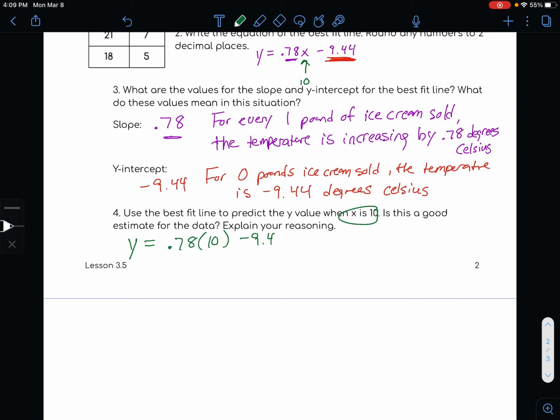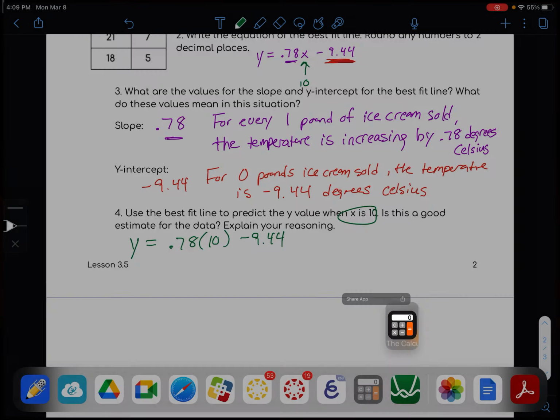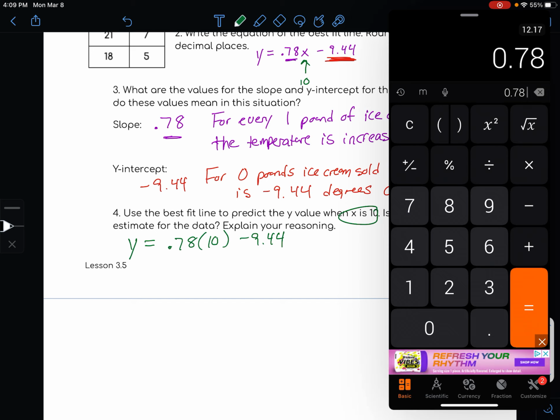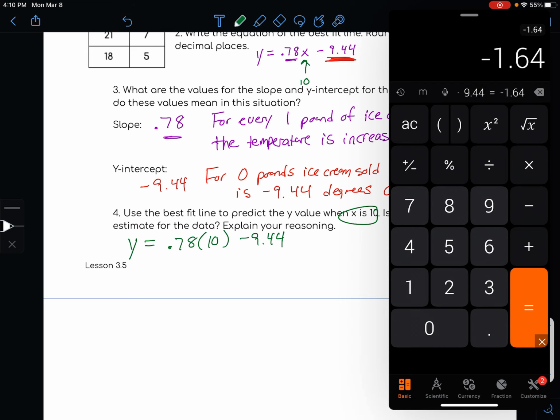All right, so 0.78 times 10 minus 9.44. If you punch that in, that's just an order of operations problem. So if you want to punch that into your calculator, 0.78 times 10 minus 9.44. I don't think that actually calced right. Let's try that one more time. 0.78 times 10 minus 9.44. You can look back at the video to see what I actually typed in the first time there. But so we have negative 1.64.